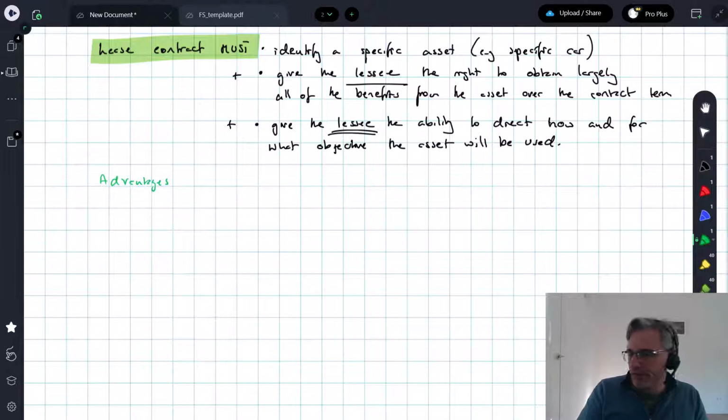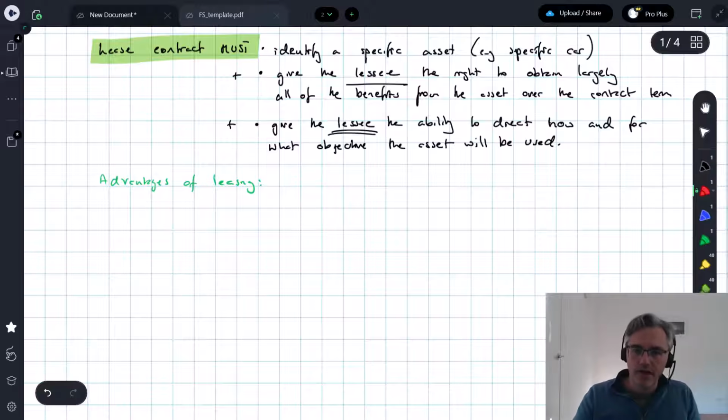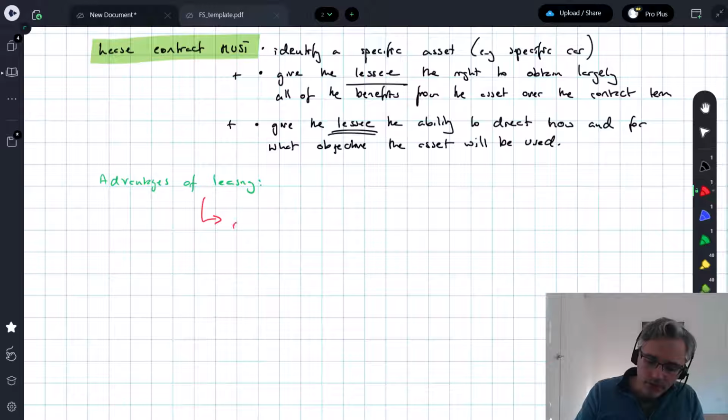So your book also lists the advantages of leasing as opposed to purchasing the asset outright. It requires either no or sometimes a little initial cash outlay. Sometimes you do spend a bit at the beginning. It should be cost effective.